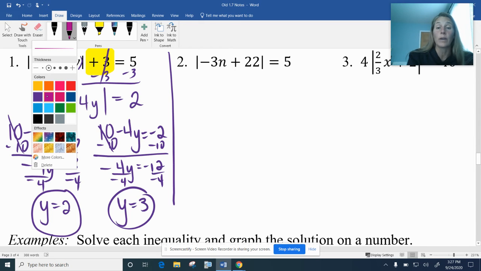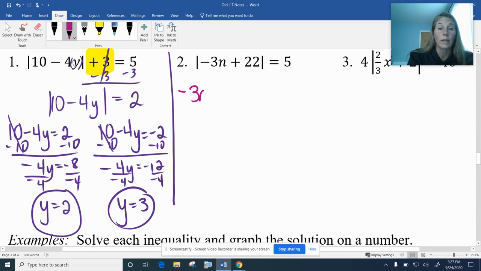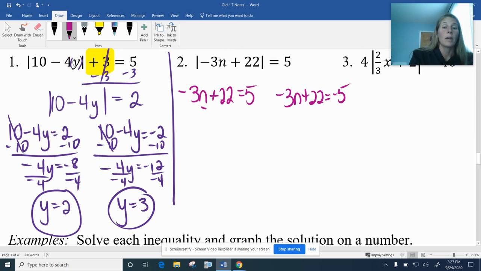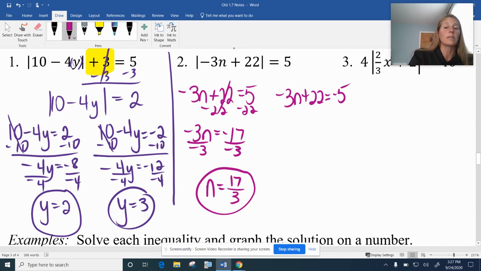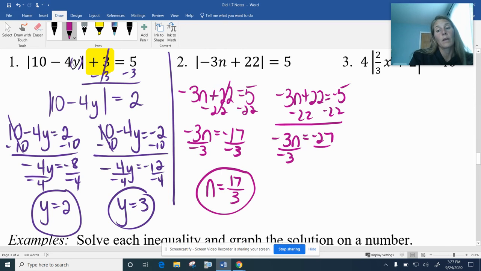Luckily for us, the absolute value part is already isolated, so I don't have to worry about moving anything over. So the negative 3n plus 22 could equal 5, or the negative 3n plus 22 might equal negative 5. And now I'm just going to solve each of those possibilities. So negative 3n equals negative 17, and that gives us this fraction answer of 17 over 3. Make sure it's a positive because the two negatives do cancel out. And then on this side, we have negative 3n equals negative 27. And when we divide there, we end up with a positive 9.